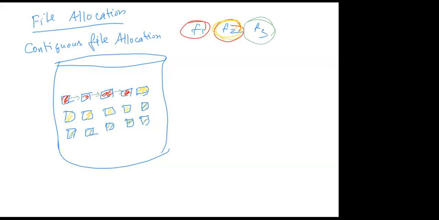F2 also is stored inside this contiguous allocation. Also, F3 is stored inside this contiguous allocation. When a file is stored in a contiguous location, then we simply call it contiguous allocation.